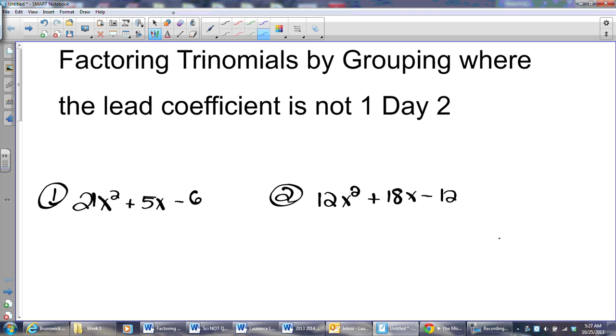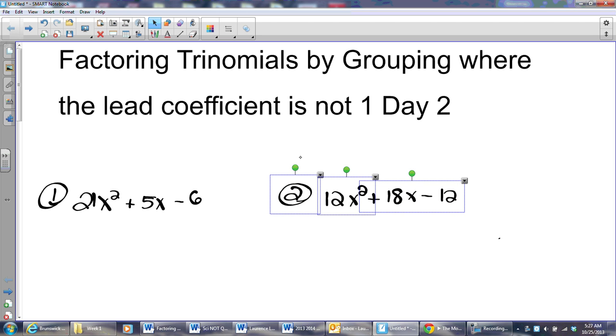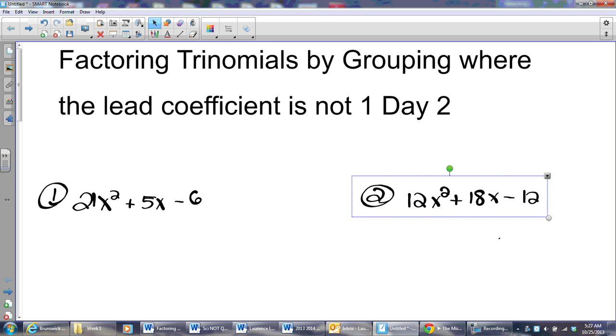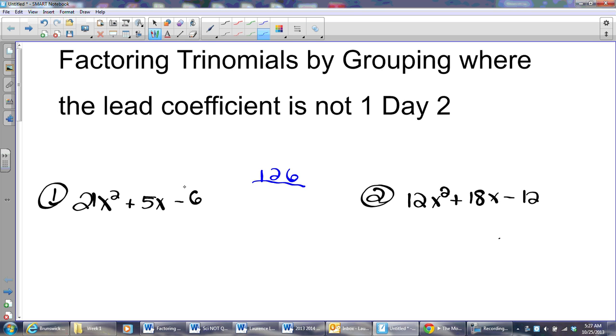I've got this problem, number 1, 21x squared plus 5x minus 6. And I'm just trying to move everything over here to give myself a little more room. There we go. Okay, so let's do this. I've got to multiply 6 times 21, and I believe that's going to be 126. I'm going to need 2 factors of 126 that subtract to get 5, positive 5.